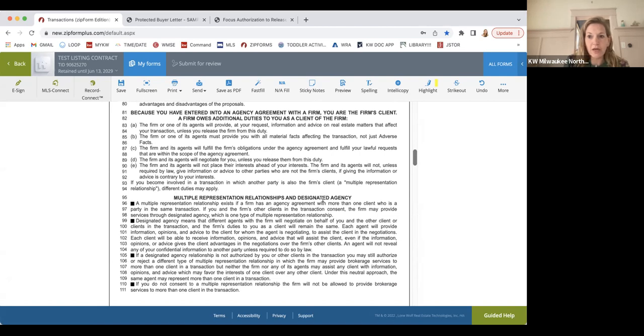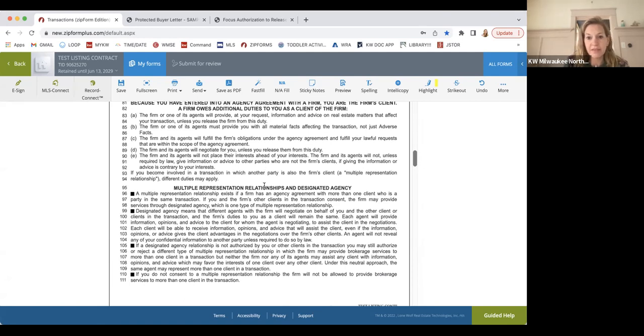The next section are the additional duties that we owe to all clients of Keller Williams. So the reason why they are entering into a contract with us to begin with. And this goes for buyer agency agreements as well. The firm or one of its agents will provide at your request information and advice on the real estate matters that affect your transaction. The firm or one of its agents must provide you with all material facts affecting the transaction, not just adverse facts. The firm and its agents will fulfill the obligations under the agency agreement and fulfill your lawful requests.